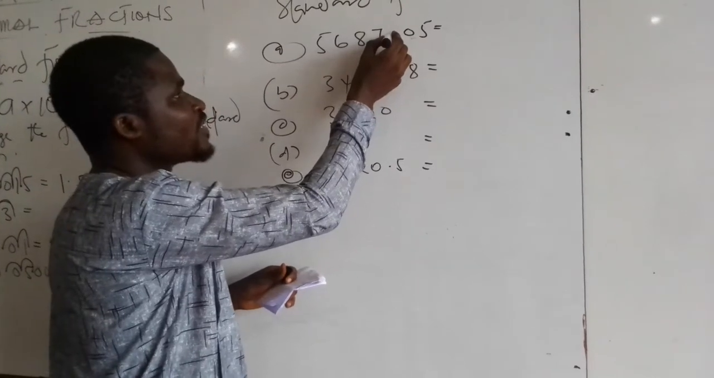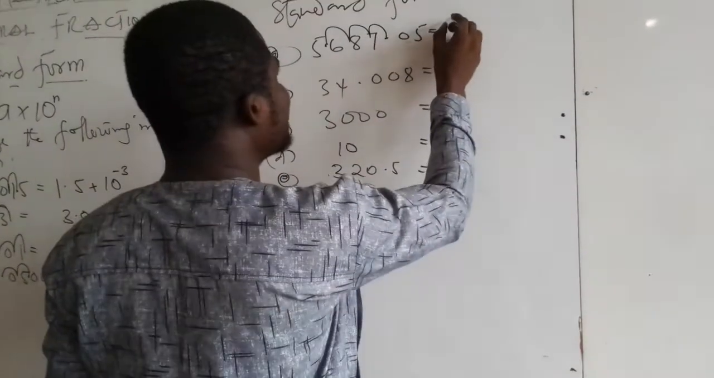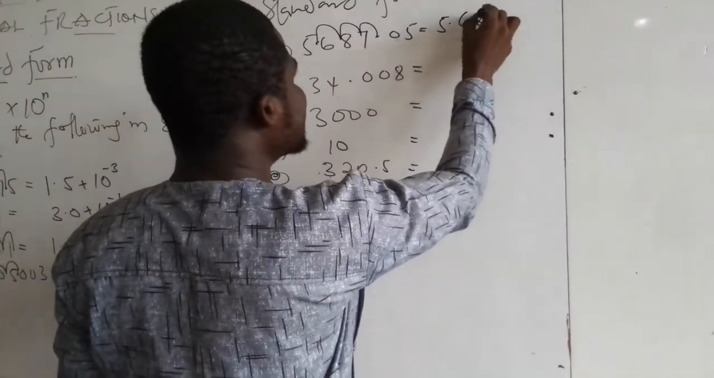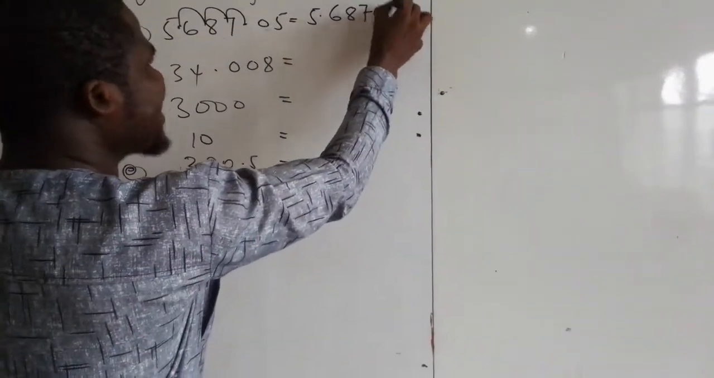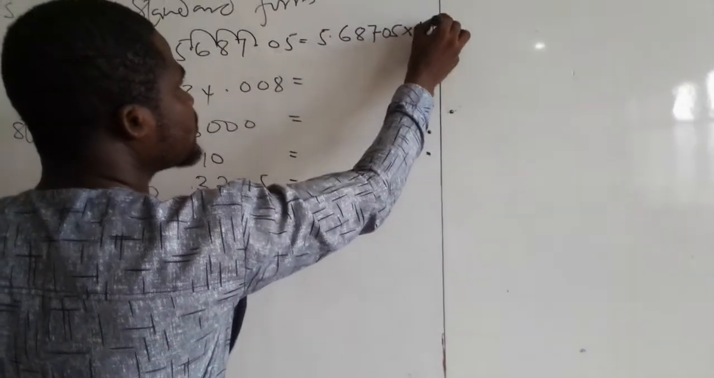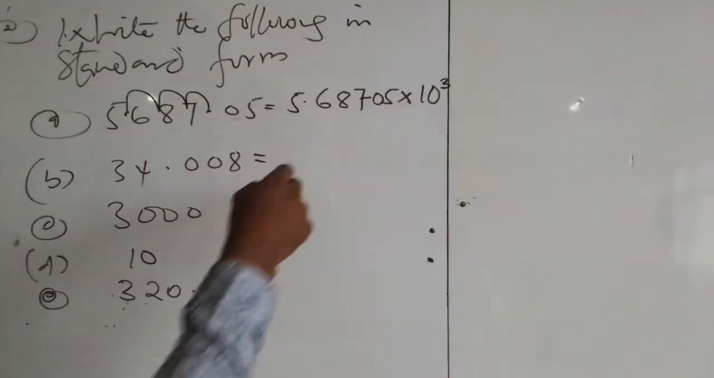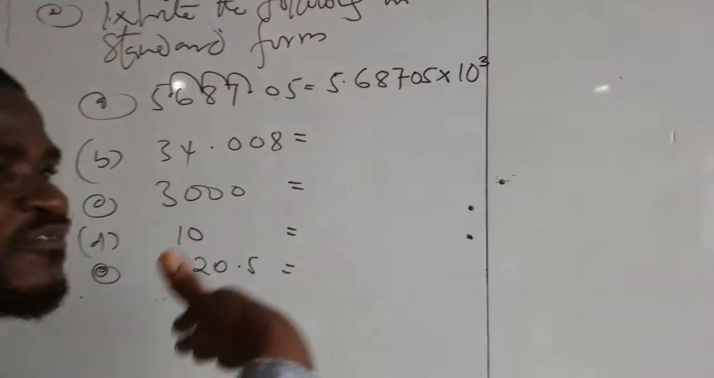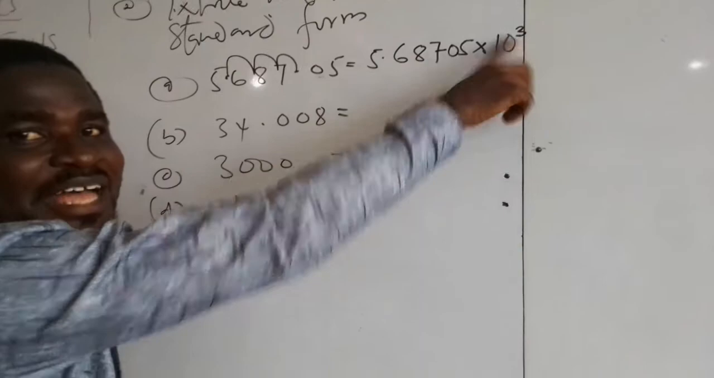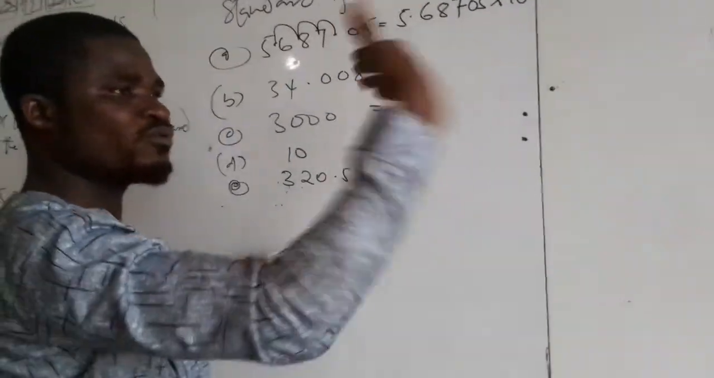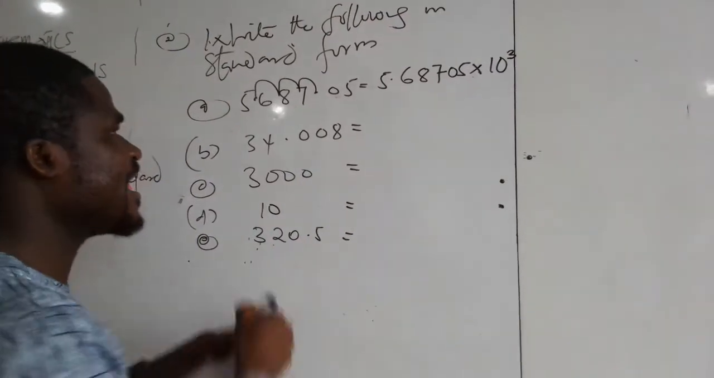Let's go up here. Good. 1, 2, 3. I moved 3 times. So I'm going to have 5.687. Now bring the numbers back: 0.5 times 10 exponent 3, because I moved 3 times. And the reason why I had positive is that I'm moving from my right hand side to my left hand side. That's why I had positive 3. That's the rule. When you move from your right to left, the power is always positive. So take note.